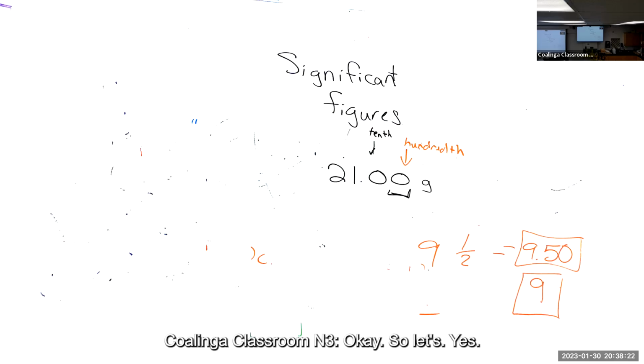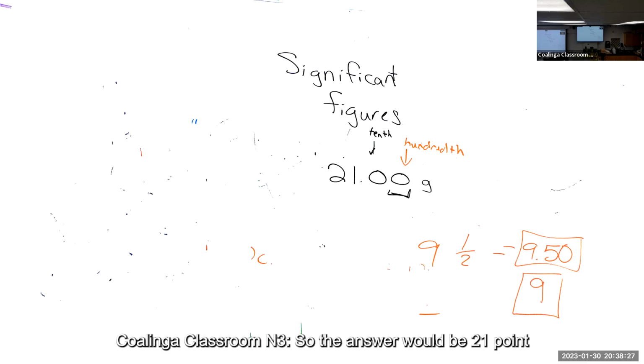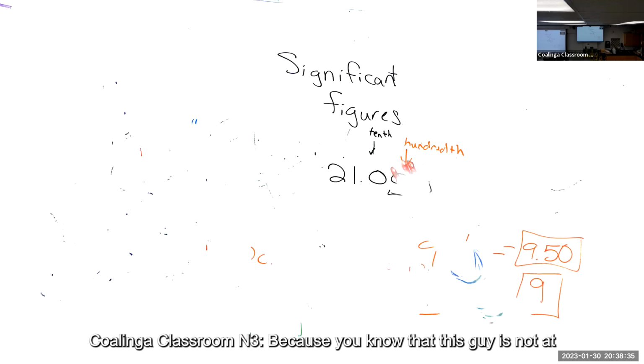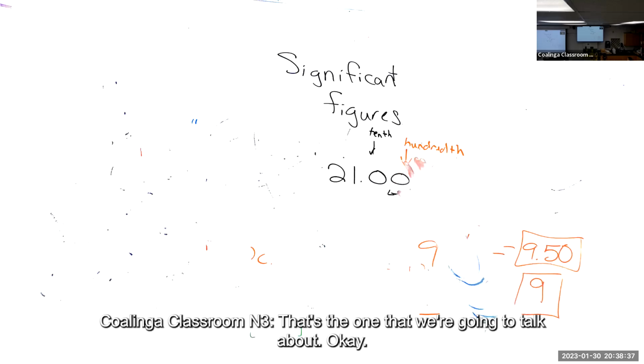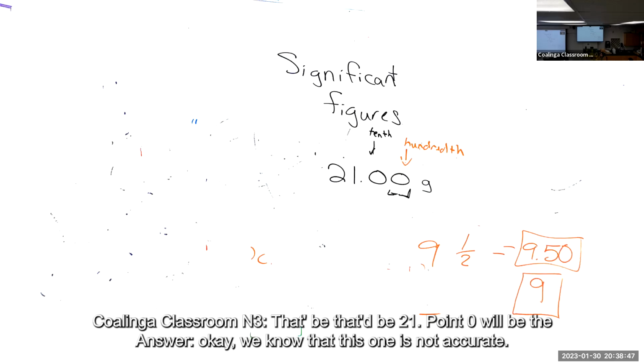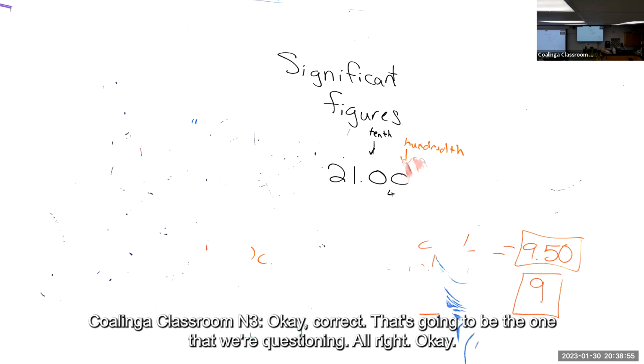Okay, so the answer for 18 would be 21.0. Because you know that this last digit is not accurate, that's the one that we're gonna drop, the one you're not sure about. I was thinking differently, I thought we were just dropping the 0 from 21. So we're going from the 100th place, dropping one, so 21.0 would be the answer that we would use. We know that this one is not accurate, that's the one we're questioning all the time.